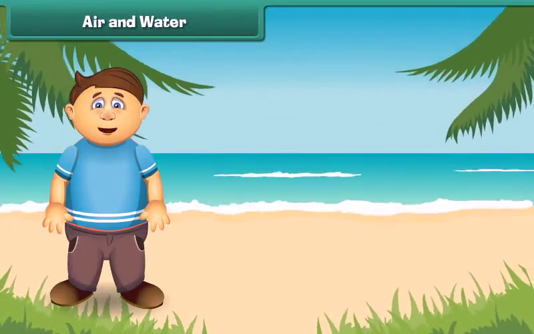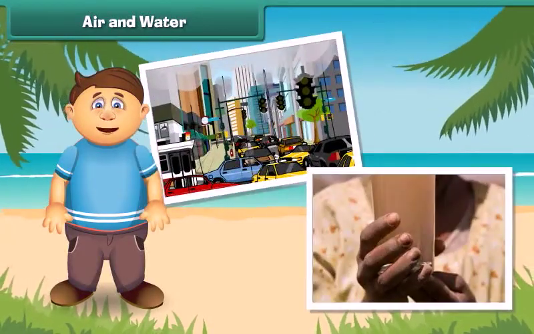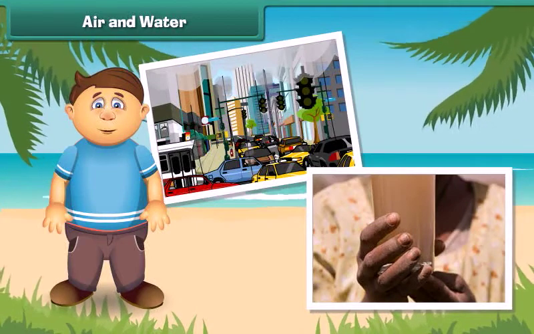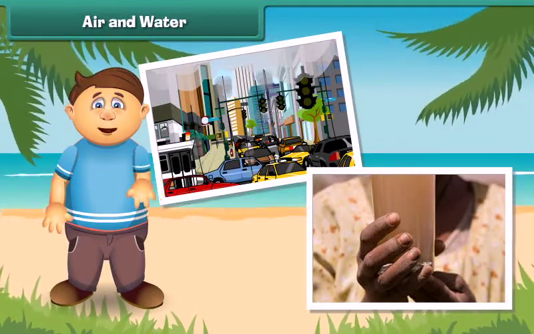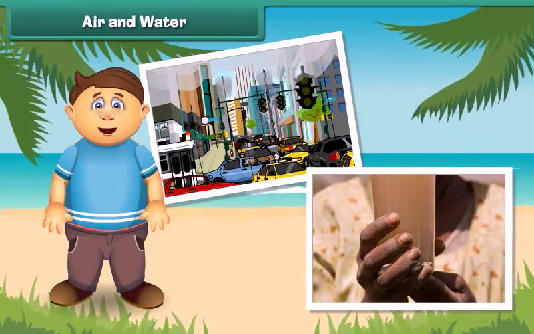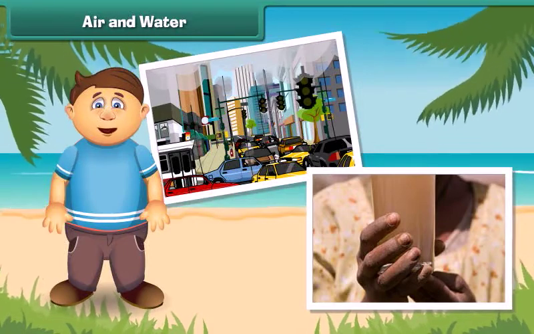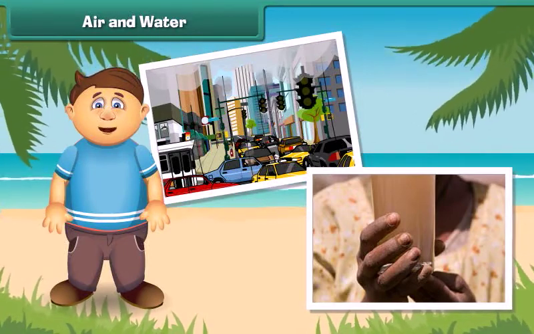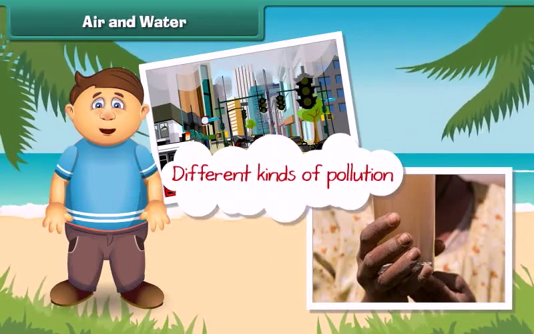Friends, as we all know that air and water mainly supports life on the earth. But now these two are getting dirty day by day. As a result, there is no fresh air to breathe and clean water to drink. So let us discuss in detail different kinds of pollution.